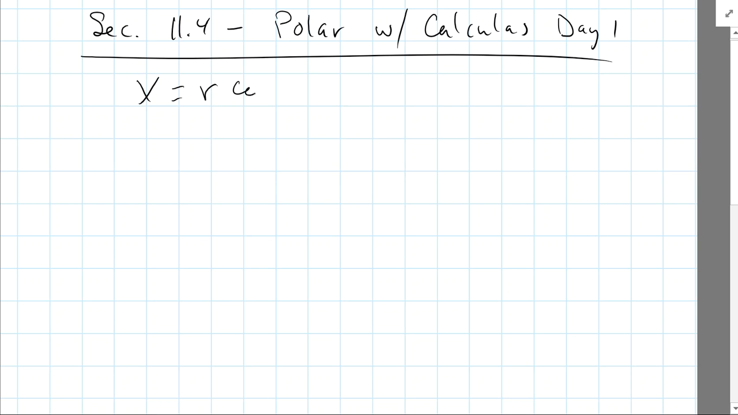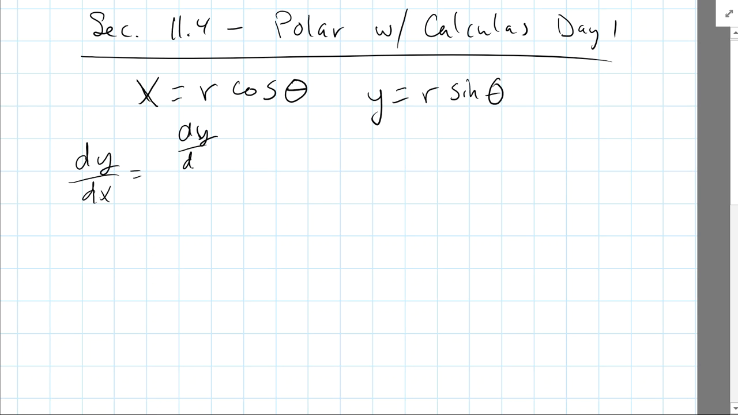x is equal to r cosine of theta, right? And y is equal to what? r sine of theta. And if I want dy/dx, it is equal to dy/dθ over dx/dθ. Just like parametric, only now it's in terms of theta. The only problem is that's a product. r is with respect to theta also.